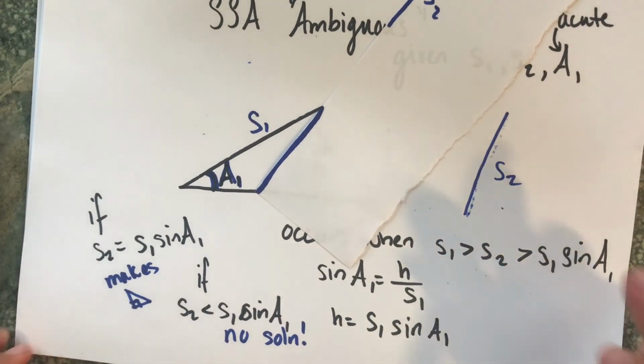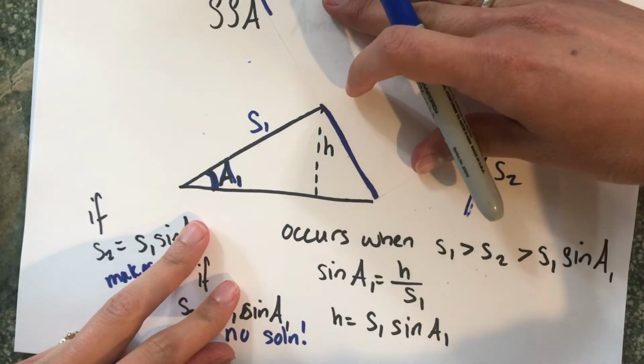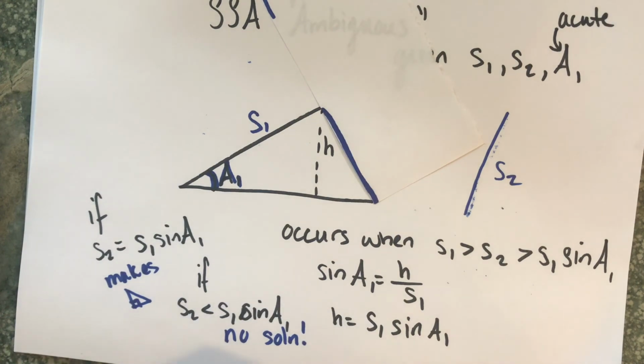So then we're just talking about the other case, where S1 is greater than S2, which is greater than that height. Then I have this ambiguous case where I can swing it back and forth.